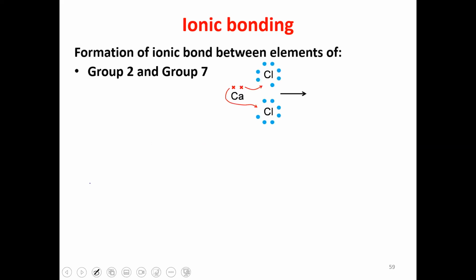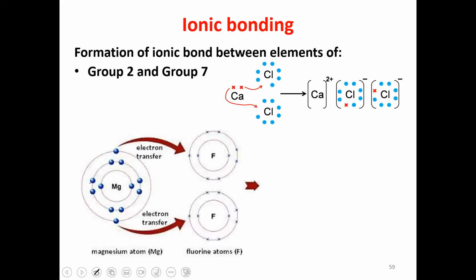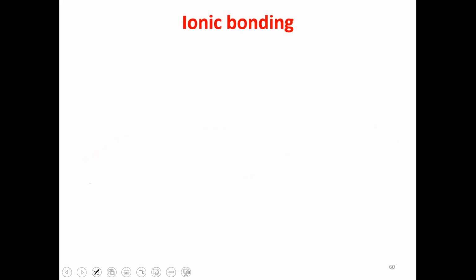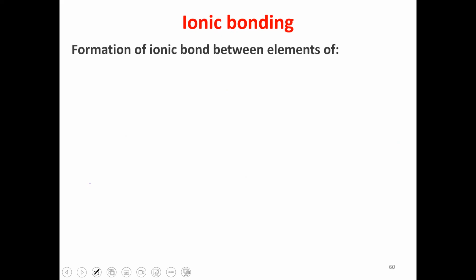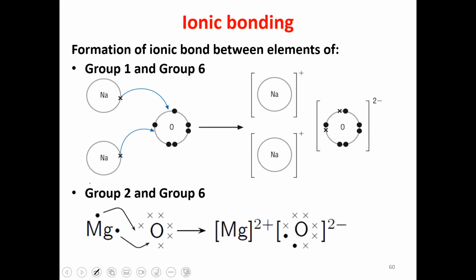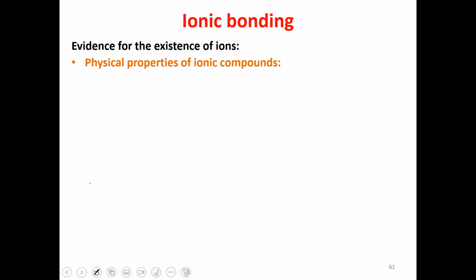Look at this one, the second bond. This is magnesium fluoride, which shows that one magnesium is combining with 2 fluorine. And between elements of group 1 and 6, I take sodium and I take oxygen. So there are 2 sodium atoms with 1 oxygen because 1 oxygen needs 2 electrons. Similarly, other bonds can be justified.